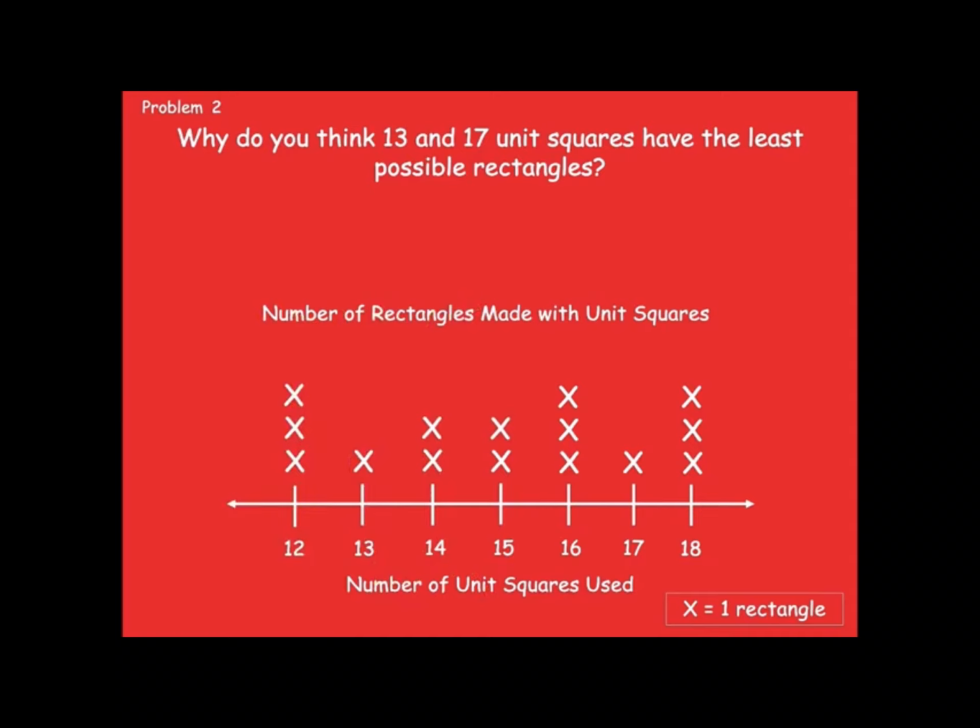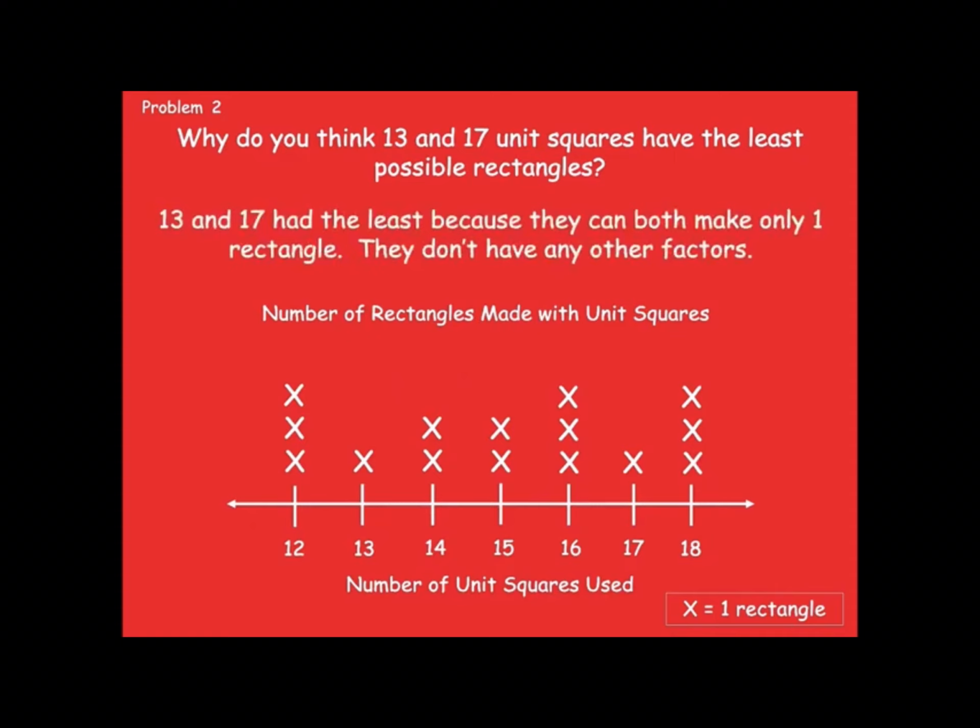All right, friends, here's what I came up with. 13 and 17 had the least because they both can only make 1 rectangle. They don't have any other factors besides 1 and the number. So 1 and 13 and 1 and 17. They have no other factors, so they can't make more rectangles. Okay, so good job analyzing and plotting that data.